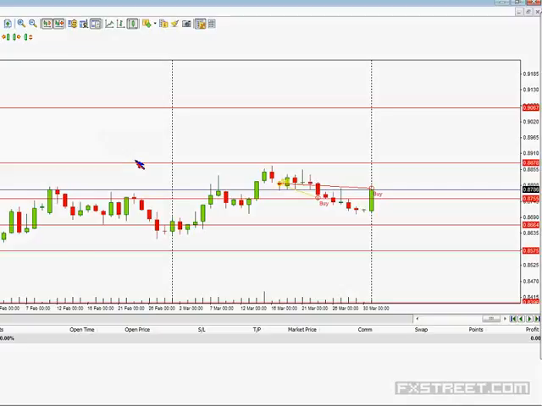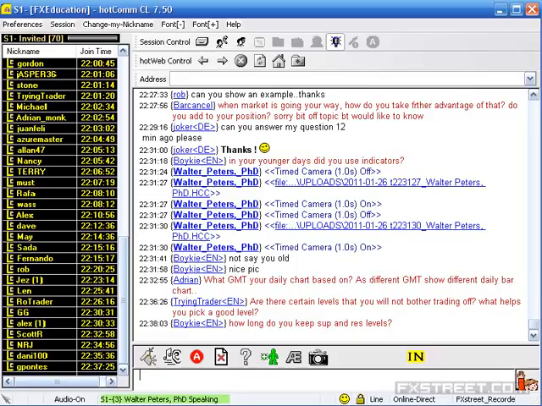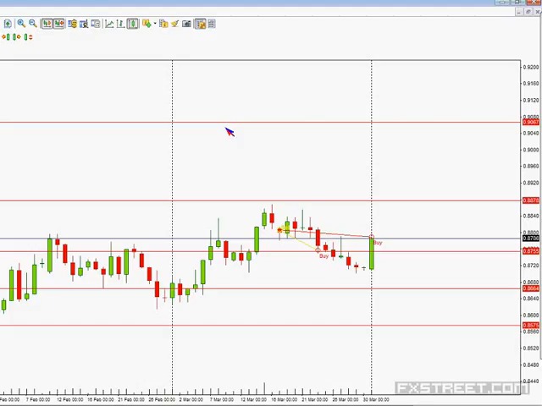Trying Trader asks, are there certain levels that you will not bother trading off of? What helps you pick a good level? Trying Trader, if you email me at highpipdiet@gmail.com, I can give you examples, like an ebook or something. But basically, how long do you keep the support and resistance levels, Boyke?